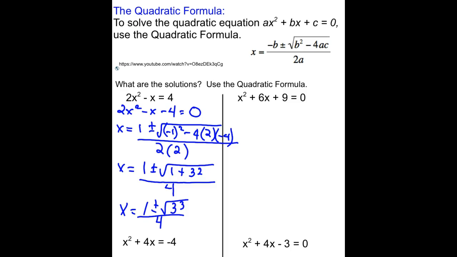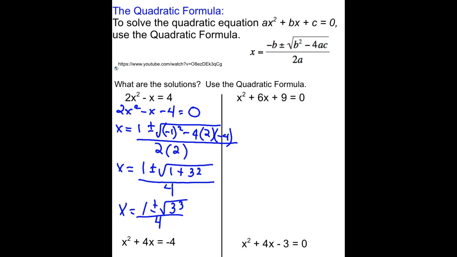Can we break down the square root of 33? Is there a perfect square factor in there? If there was, I'd be expecting you to do that. Okay. All right, let's look at our next one here.